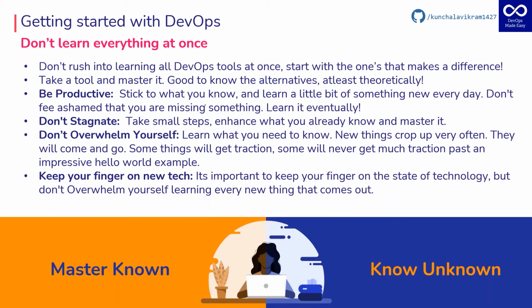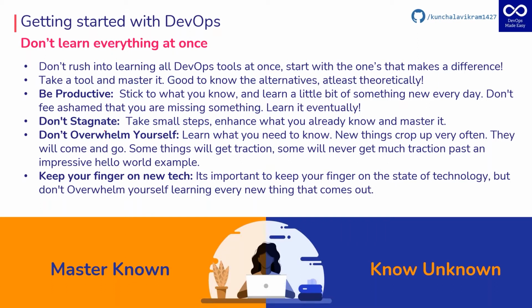So be productive, stick to what you know, and learn a bit of something new every day. Don't feel ashamed that you're missing something. Learn it eventually. Let's say you started with Docker, then you didn't learn Docker Swarm. It is not something you should be ashamed of, right? Because you learned a better orchestration tool, Kubernetes. Still, if you need to learn Docker Swarm, learn it eventually.